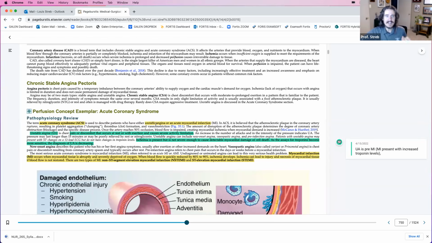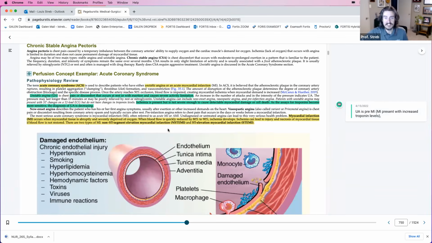So if somebody has unstable angina, it is a medical emergency. It is going to lead to a myocardial infarction eventually, maybe not right this second, but it will. So myocardial infarctions are just that. The myocardial tissue dies because it doesn't have any blood flow to it. And what's that mean? Ischemia.